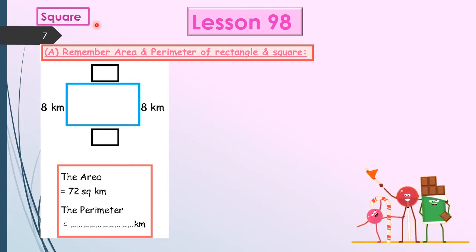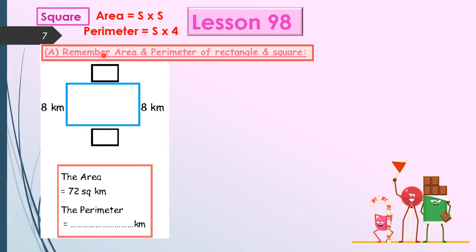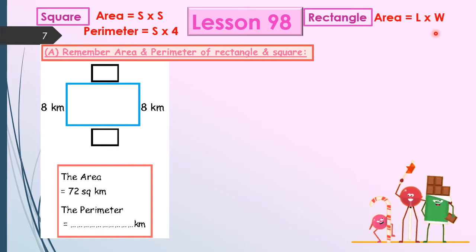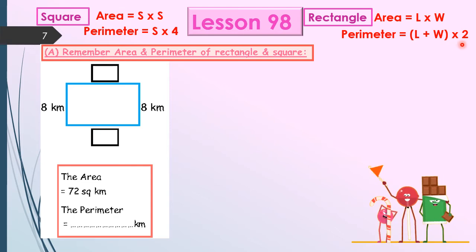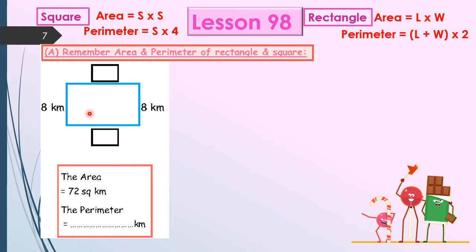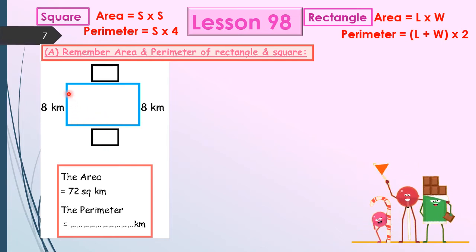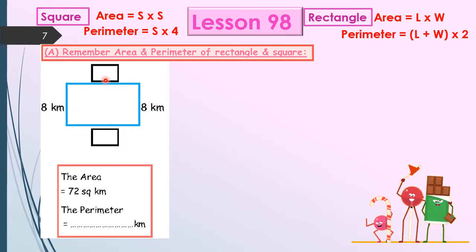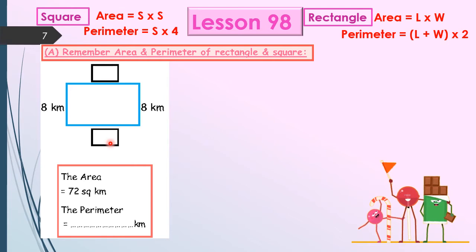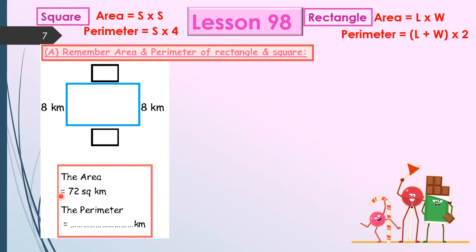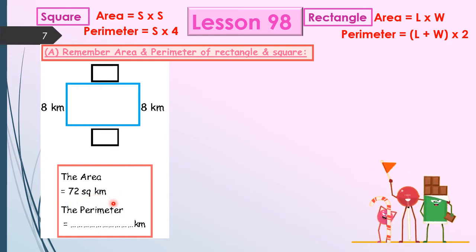Let's get our notes. Square area: side by side. Square perimeter: side by 4. Rectangle area: length by width. Rectangle perimeter: length plus width, by 2. Here we have this shape. I don't know if it's a rectangle or a square, but he gives me one side out of 4 sides. He gives me 8. I don't know if the other is also 8 or another number. But he gives me the area, which is 72 square kilometers. And I don't know what the other side length is and what the perimeter is.